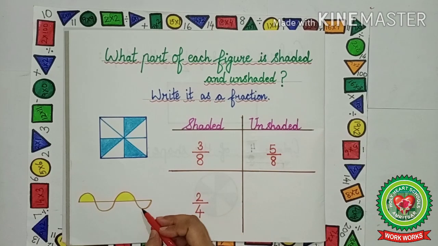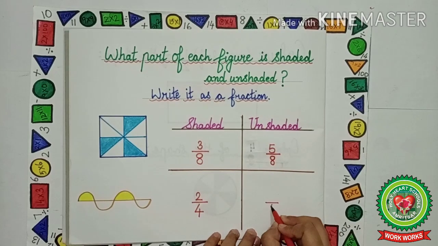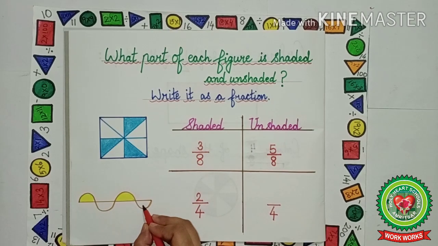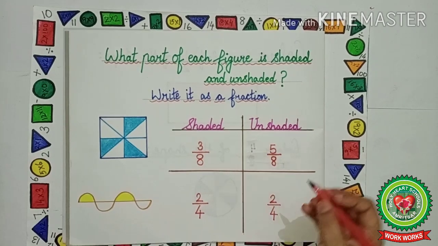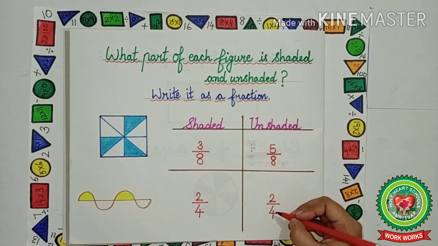As we know, the total parts are 4. So let us write 4 as the denominator. Now let us count how many parts are unshaded. 1, 2. 2 parts are unshaded. So we will write 2 as the numerator. So the unshaded fraction is also 2 upon 4.